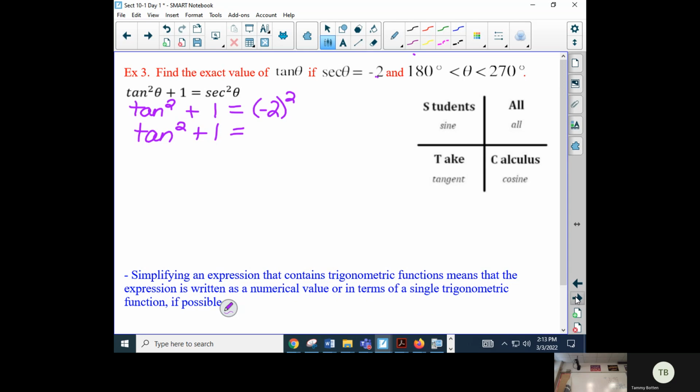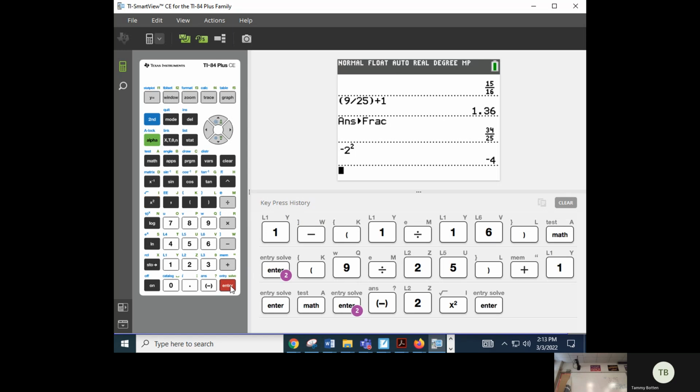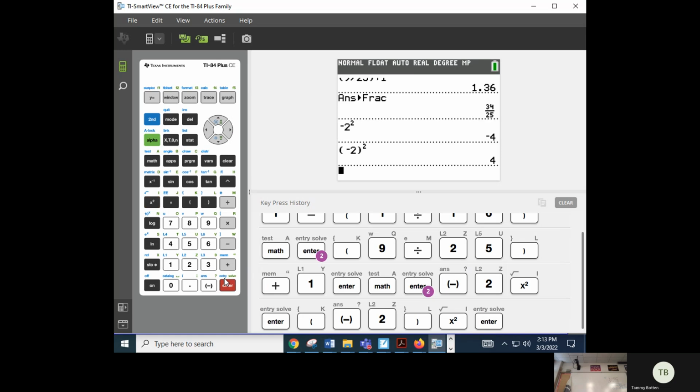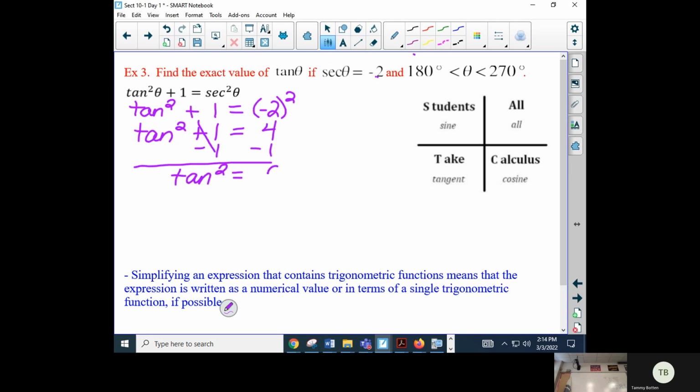All right, so then I have tangent squared plus 1 equals, what's a negative 2 squared? It's a positive 4. And I just want to tell you this because this is something I see happen a lot. If you went on your calculator and you went negative 2 squared like this, it's going to say negative 4. How can you prevent that from happening? Parentheses. So you can go parentheses, negative 2, parentheses squared, and it's positive 4. Okay? So now this is 4. And then I just solved that. I subtract 1. This one's going to be easier than the others we did. So we get tangent squared equals 3.